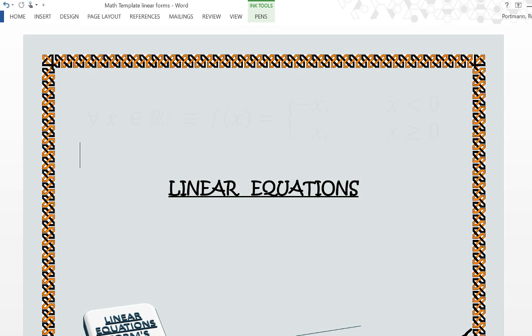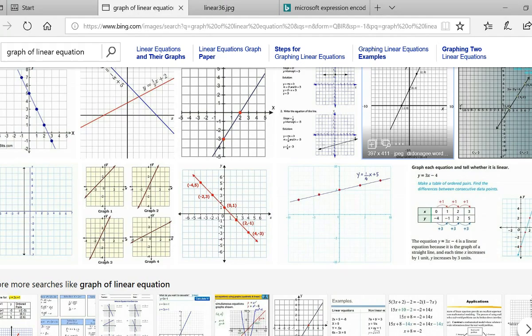We are still dealing with linear equations. We're building a linear equation given a graph, okay? And what we were doing last time is we were looking at a bunch of graphs. We just went into Bing and typed in graph of linear equation. A whole bunch of them pull up underneath images. We're just going to find what the rate of change is for these different graphs.